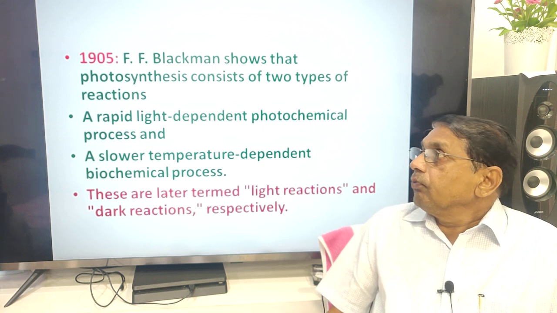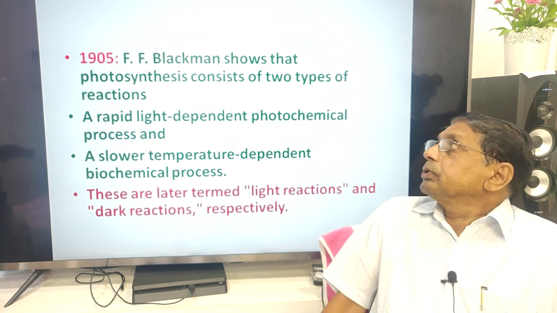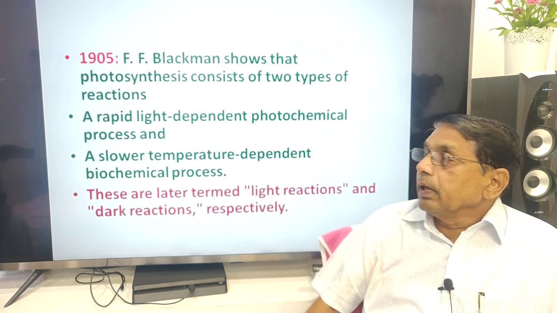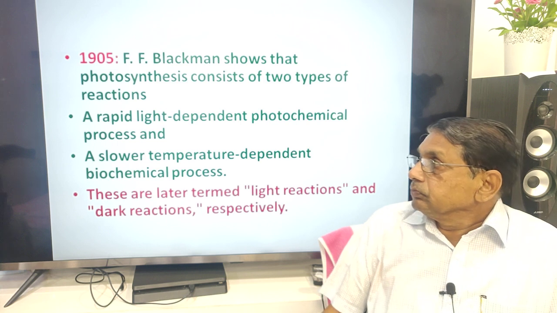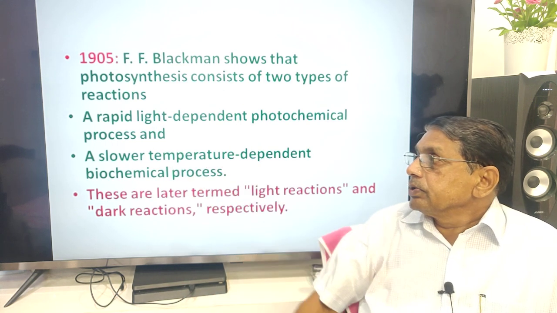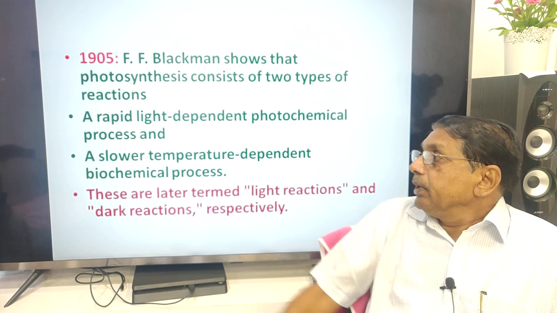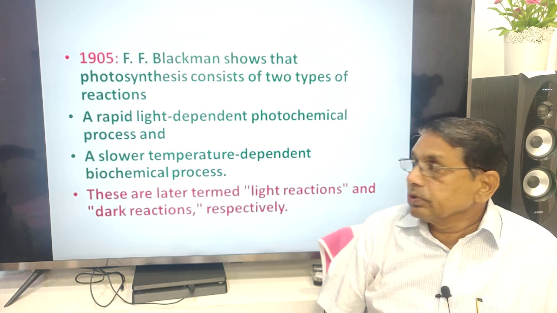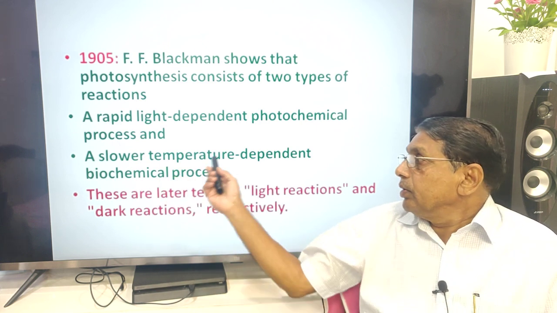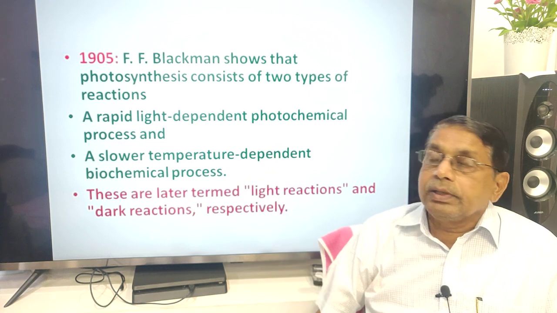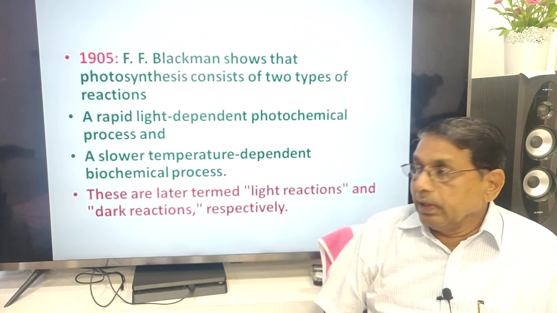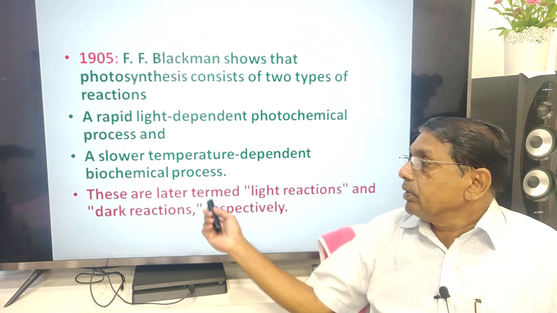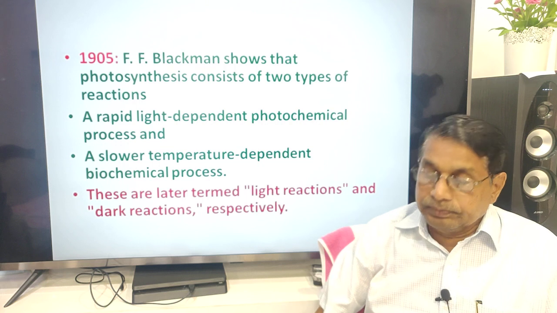In 1905, F.F. Blackman showed that photosynthesis consists of two types of reactions. One is a rapid light dependent photochemical process, that is light phase reactions. The other is a slower temperature dependent biochemical reaction, known as dark phase reactions. These are termed light reactions and dark reactions respectively.